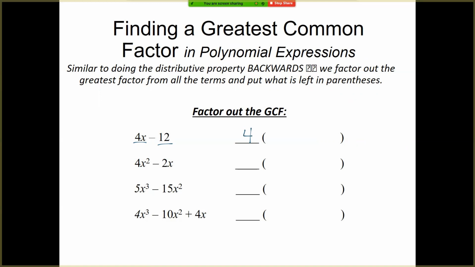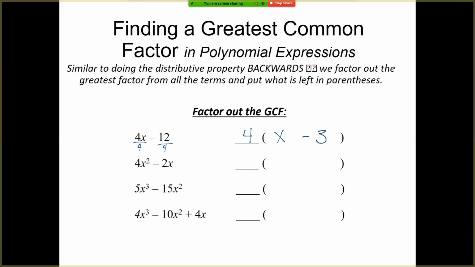To get what goes in parentheses, you're just dividing every single term by that greatest common factor. So 4x divided by 4 is just x. And -12 divided by 4 is -3. So this would factor into 4 times x minus 3, and then you would go ahead and set them equal to 0 to find your solutions.